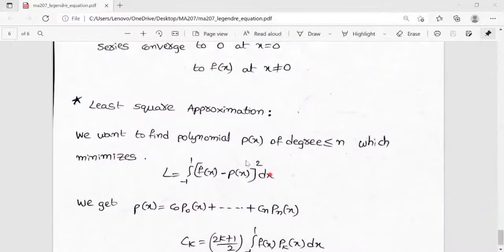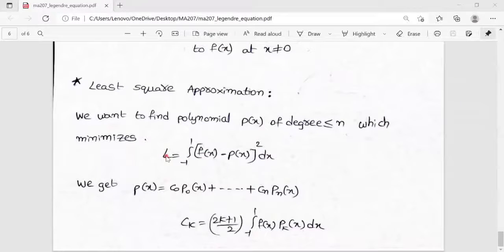We also have the least square approximation. We want to find a polynomial p of x whose degree is less than n, such that this L is minimum. We take the difference, square it, and take the integral. This should be minimum. We can find the value of p of x like this: it is the Legendre series taking the first n plus 1 terms. We can find the coefficients by using this formula.